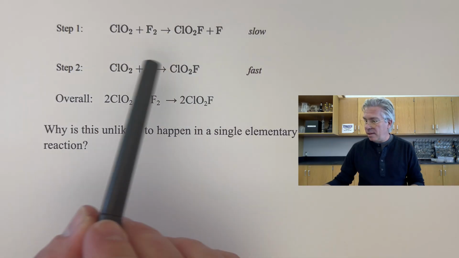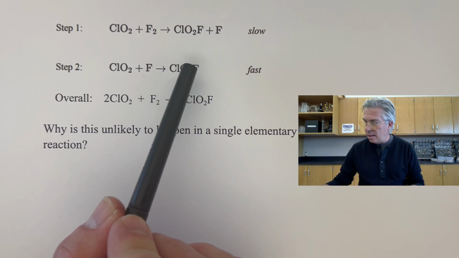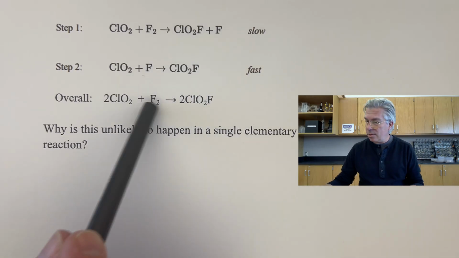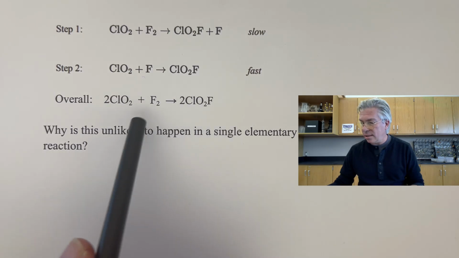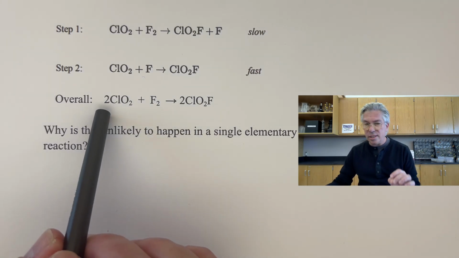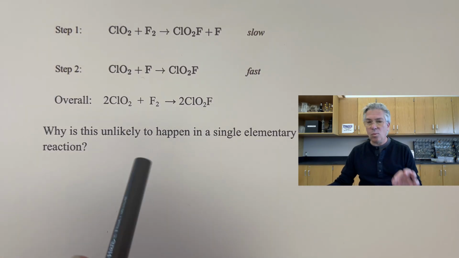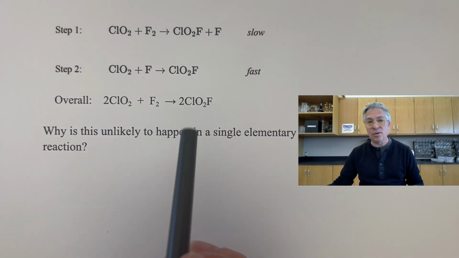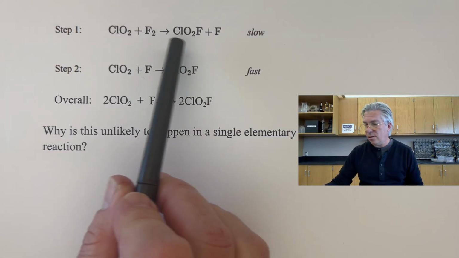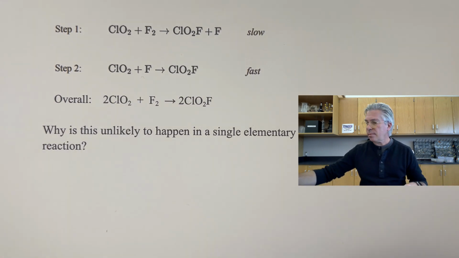Okay, let's talk about that last part of the learning knowledge for this episode. We have a couple of steps here. ClO2 reacts with fluorine to make this. This fluorine atom turns around and reacts another time to make this, and the overall reaction is this: 2 ClO2s reacting with an F2 to make 2 ClO2Fs. Why is this unlikely to happen in a single elementary step like the overall reaction? These are elementary. Why isn't the overall reaction an elementary step?